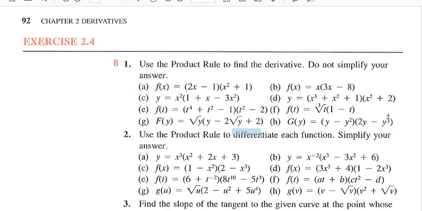A little note here. When the book says differentiate, everybody say that with me. 1, 2, 3. Differentiate. How many syllables is that? Differentiate. That's a 5-syllabic, pentasyllabic monster there. Okay? Differentiate.